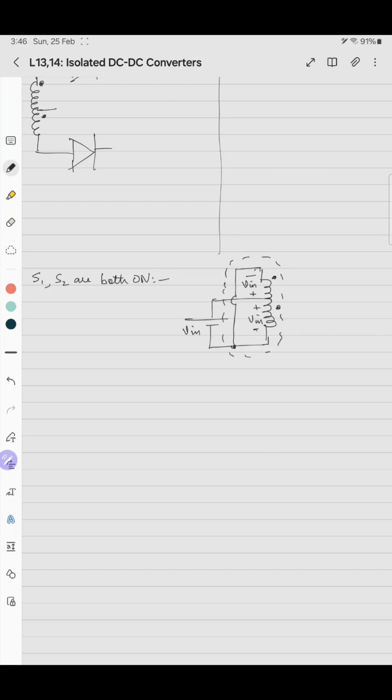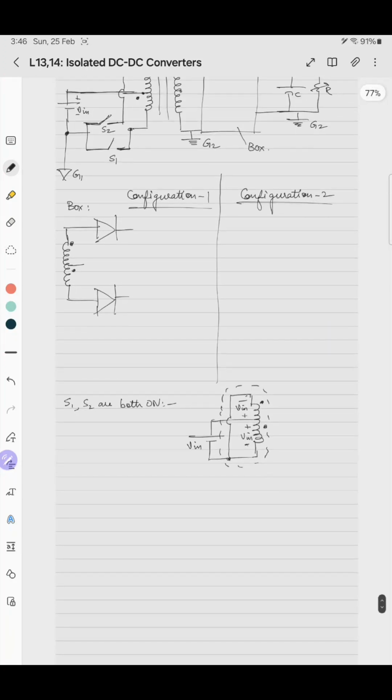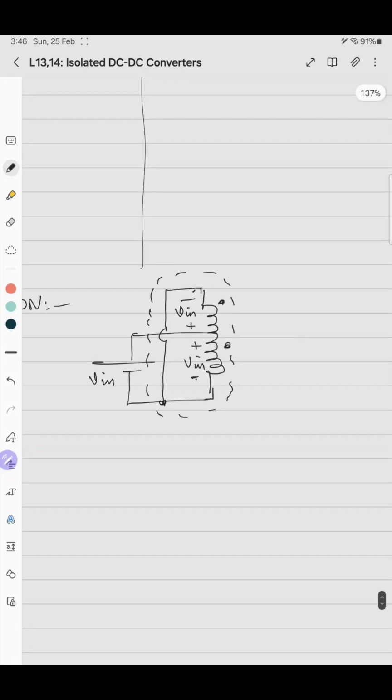It means that if this happens, the common point of it, so basically this is a dot convention and here it is negative. It means that the core is magnetizing as well as demagnetizing, and it's a short circuit, which means IM will be freewheeling through this path only. So IM is freewheeling, which means that the core is demagnetized.